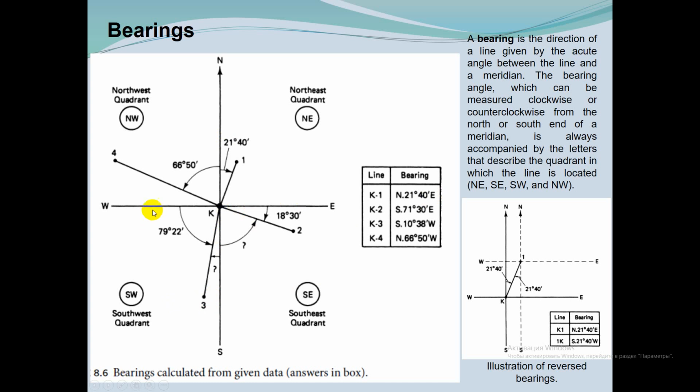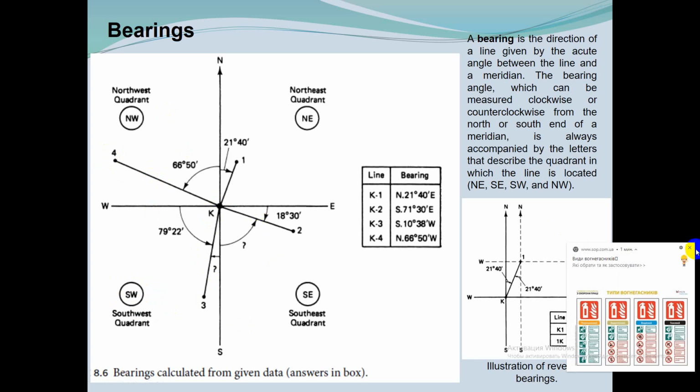So, for example, a line located in the northeast quadrant, a line located in the southeast quadrant, a line located in the southwest quadrant, and a line located in the northwest quadrant.